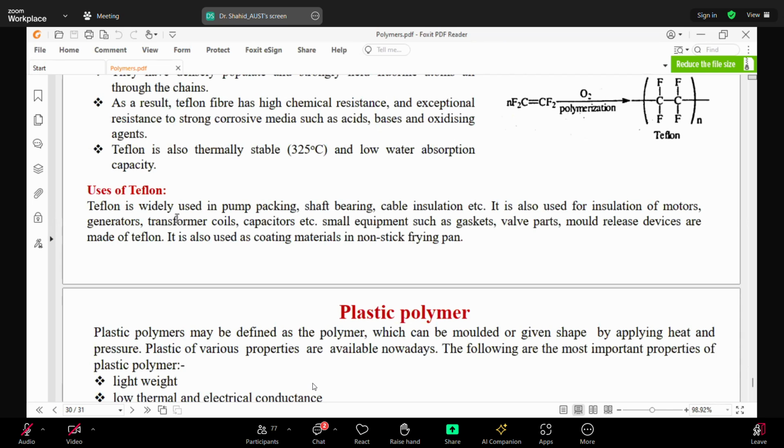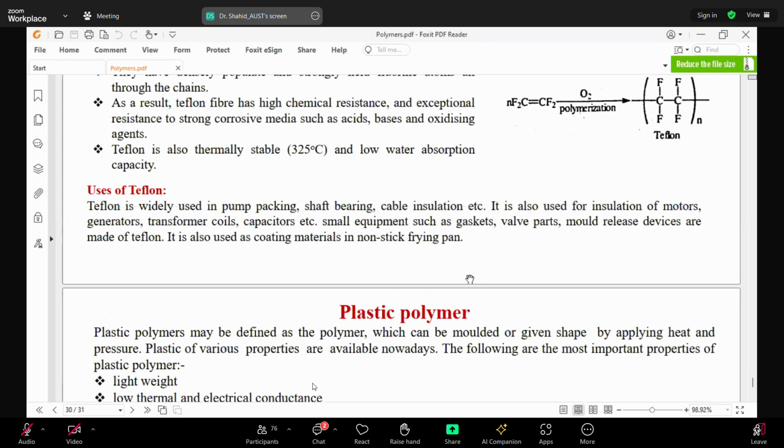So, uses of Teflon. Teflon is widely used in pumps, packing, stuffing boxes, bearings, and cable insulation. It is also used for the insulation of motors, generators, transformer coils, and capacitors. Small equipment such as gaskets, valve parts, and mold release devices are made of Teflon. It is also used as a coating material in non-stick frying pans.